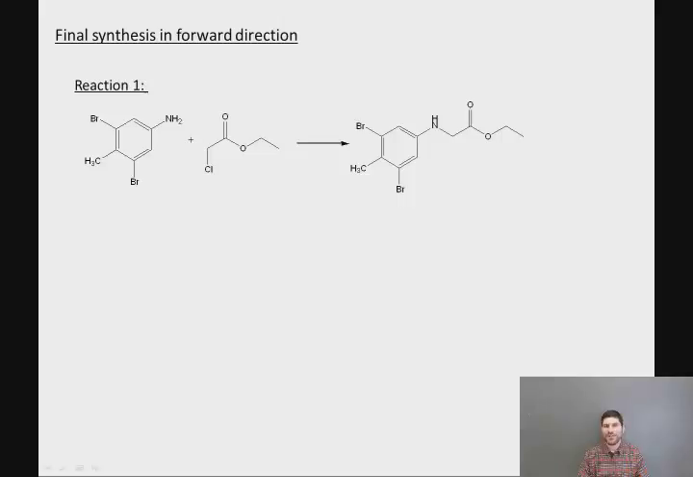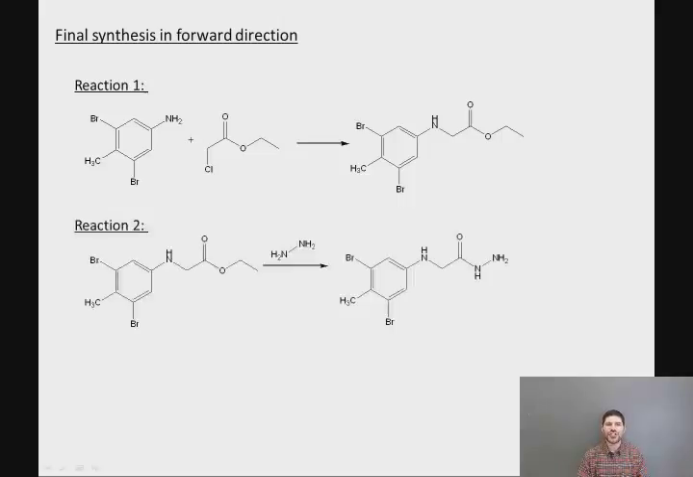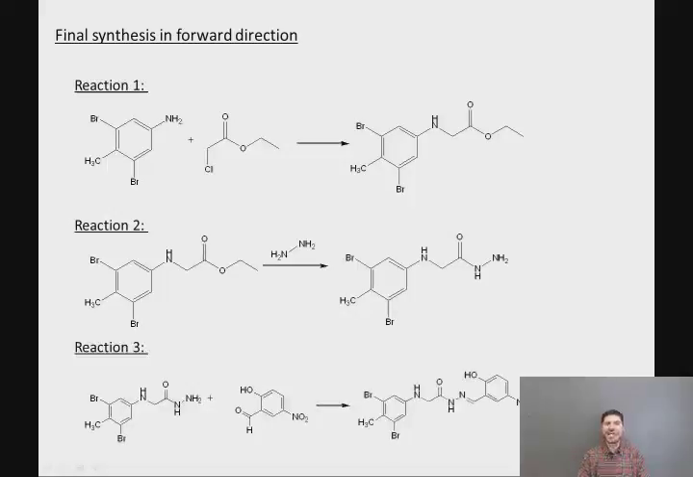Okay, so reaction 1 is the reaction of the 3,5-dibromo-4-methylaniline with ethyl chloroacetate. Reaction 2 is the reaction of the resulting ester with hydrazine to give the amide. And that amide, of course, has an extra NH2 sticking off the end of it. Then reaction 3 is the condensation of that extra NH2, that's now the amine piece, with the 2-hydroxy-5-nitrobenzaldehyde to give the final product through an imine formation reaction.